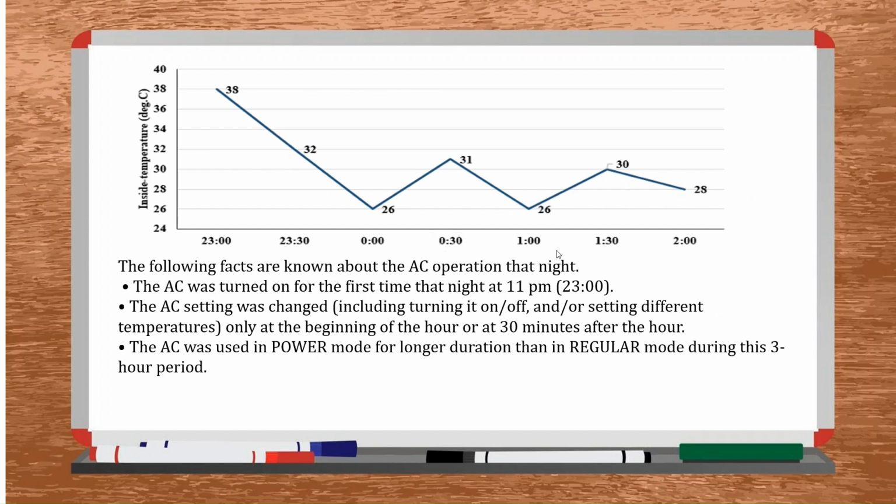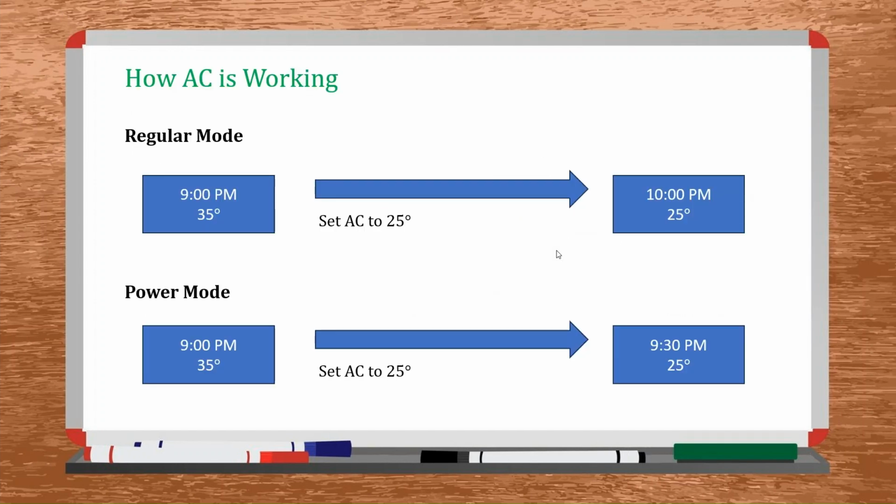Also, we know that the AC was used in power mode for a longer duration than it was used in the regular mode during this 3-hour period of time between 11 p.m. and 2 a.m. Now, let's dig into how the actual AC is working.